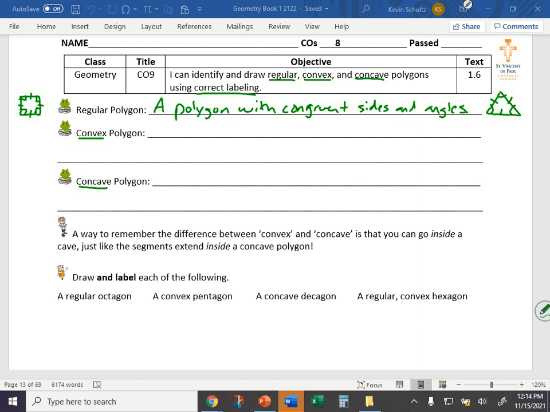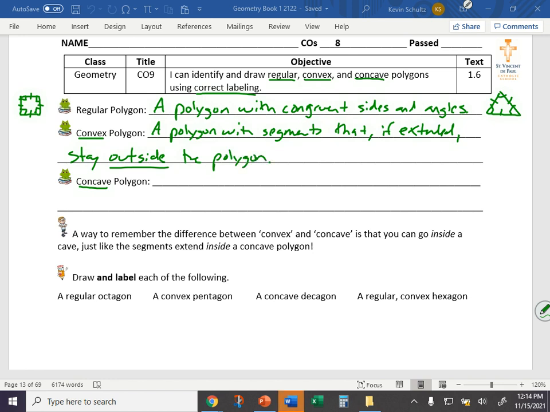And kind of mathematically, what we mean by a convex polygon is a polygon with segments that, if extended, stay outside the polygon. A convex polygon is a polygon with segments that, if extended, stay outside the polygon. Again, a polygon with segments that, if extended, stay outside the polygon.